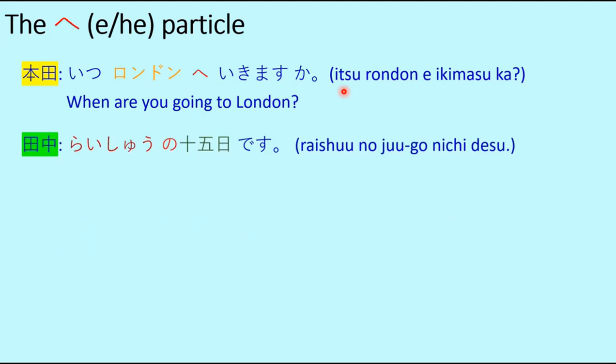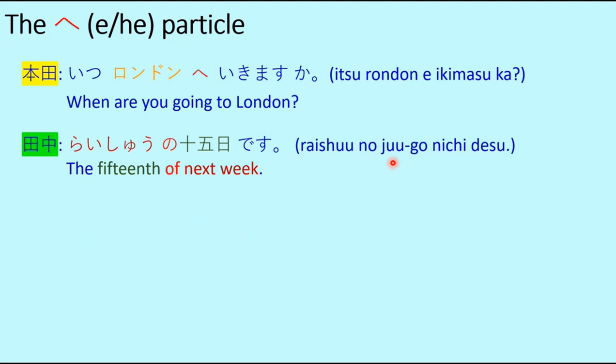Raishu no 15 nichi desu. Raishu. So rai, as we saw, it means next. Raigetsu, which means next month, and raishu means next week. So next week, no, jugo nichi. Jugo, you already know it's 15. So the 15th of next month. When are you going to London? Raishu no jugo nichi desu. That means the 15th of next month.